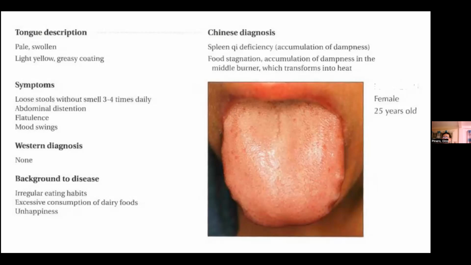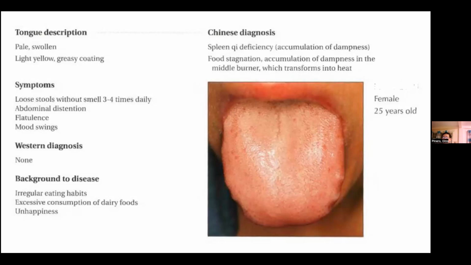Next, we have a female, 25 years old. Ang tongue is pale and swollen. There is a spleen qi deficiency, which is accumulation of dampness. There is light yellow greasy coating, which indicates food stagnation, accumulation of dampness in the middle burner, which transforms into heat.